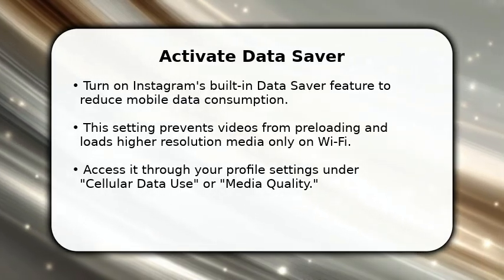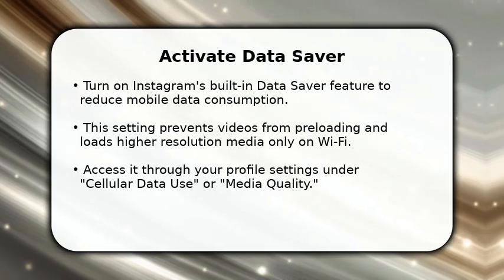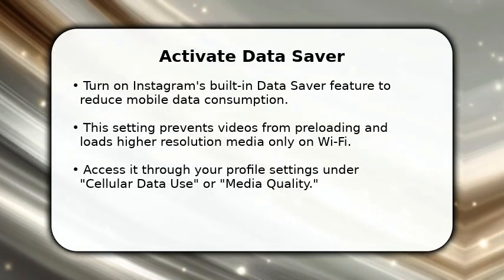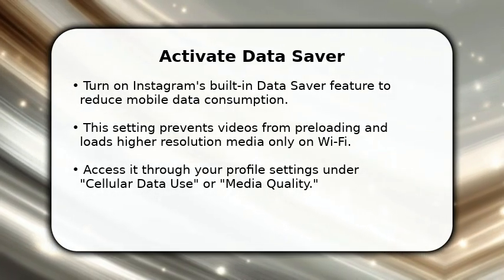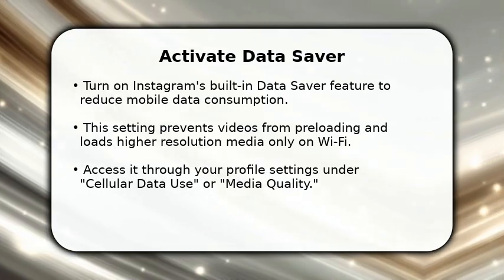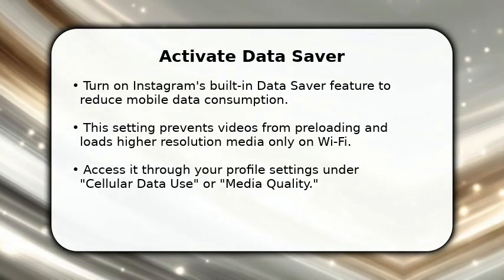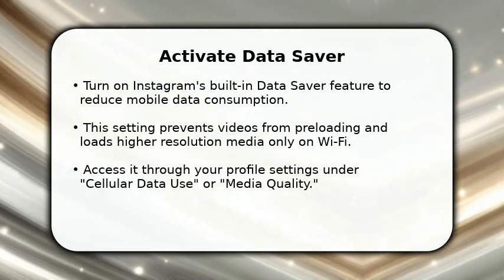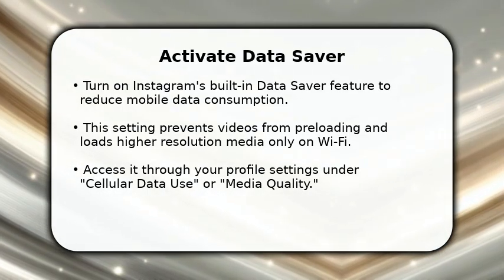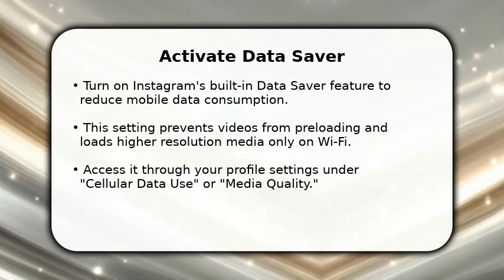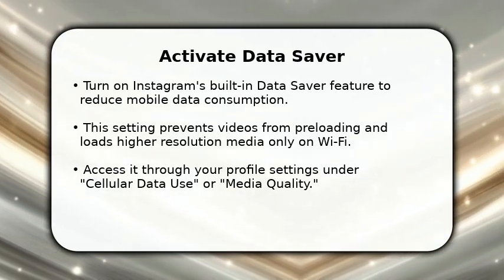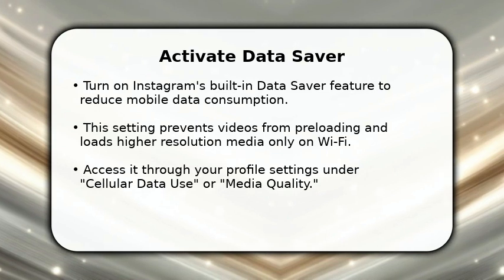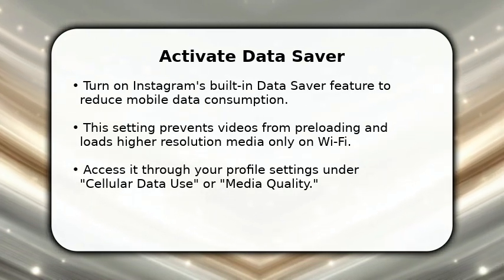First, let's talk about Instagram's built-in data saver. This handy feature significantly cuts down on your mobile data usage. When activated, it stops videos from preloading and ensures high-resolution media only loads when you're connected to Wi-Fi. You can easily find this option within your Instagram settings, usually under cellular data use or media quality. It's a simple switch that makes a big difference.